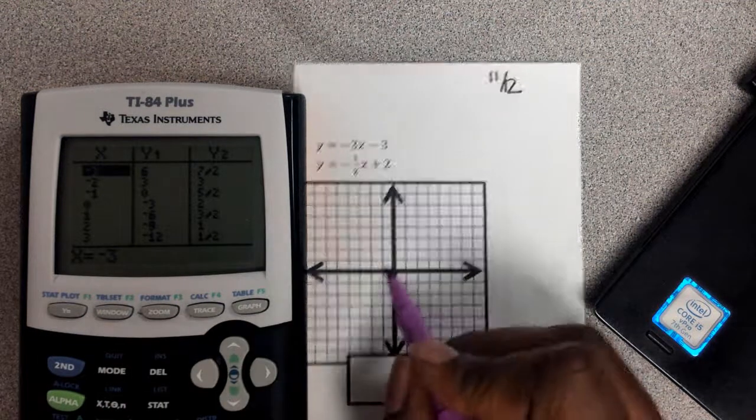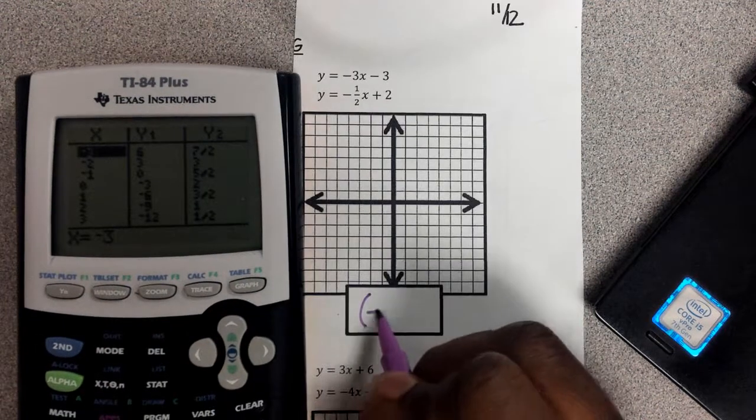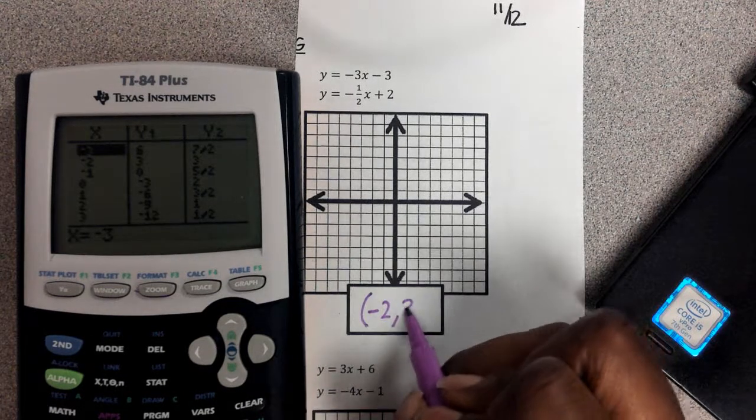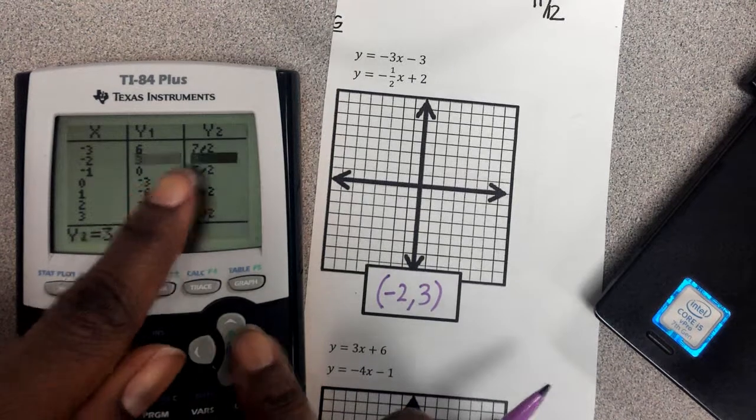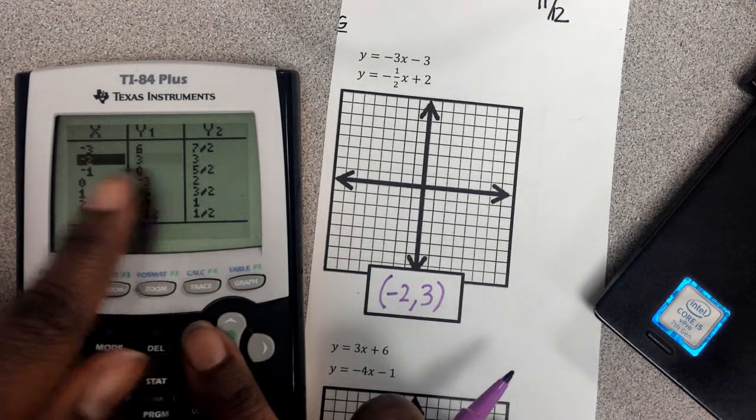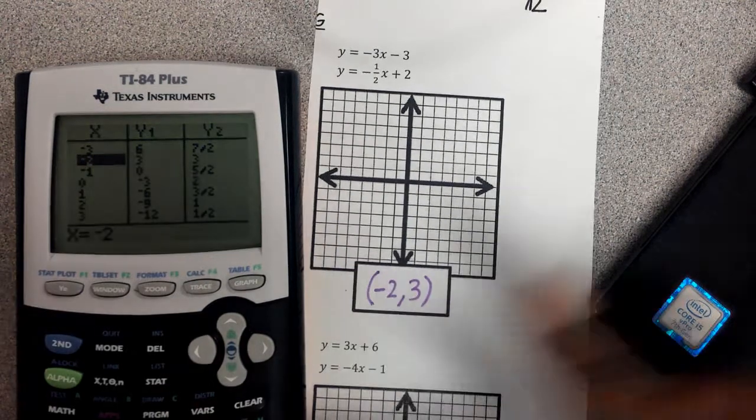The solution is at -2, 3, and I can see that because these two numbers right here are the same, so that tells me that the solution is the x, y.